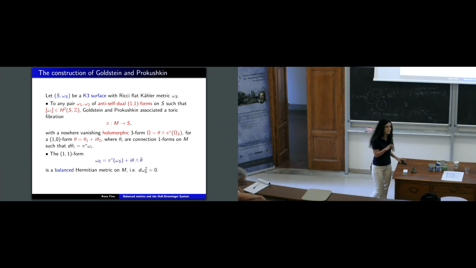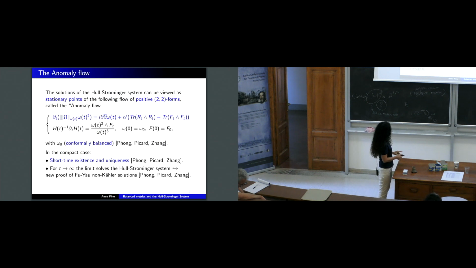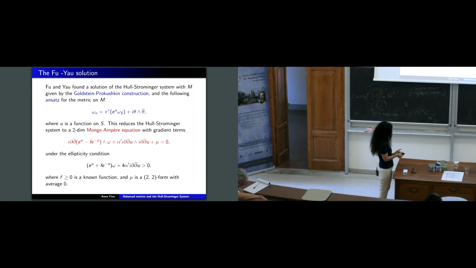And that's balance. So the way you can find a solution, that's what is called the Fu-Yau ansatz. You just modify, instead of, if you remember the previous expression of the metric, you modify the horizontal part. Instead of considering the Kähler form on the K3 surface, you multiply by a scalar function, okay? So u is just a scalar function.